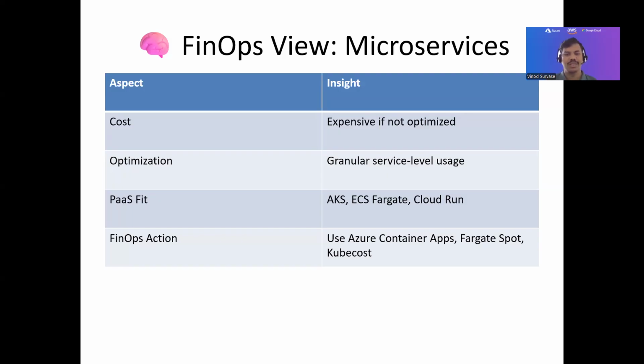And FinOps actions would be to use Azure Container Apps, Fargate Spot instances, and KubeCost. So these are a few insights, but there are many other ways as well, which is going to give us options and opportunities to save cost effectively. But to do that, we have to do it appropriately, and you can see under the cost one where it says expensive if we are not doing it appropriately and optimized correctly. So that is what it should be.